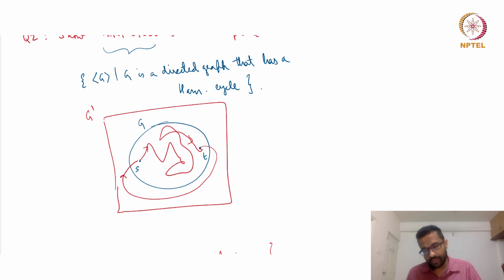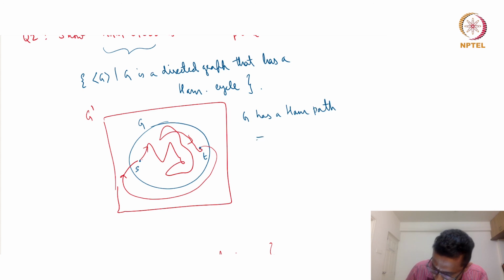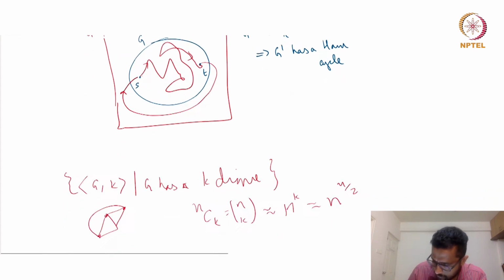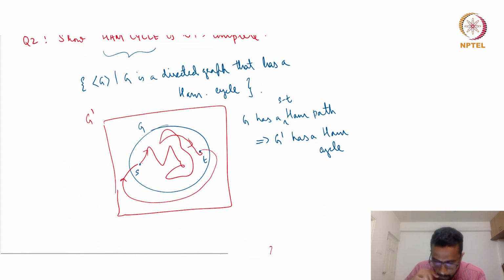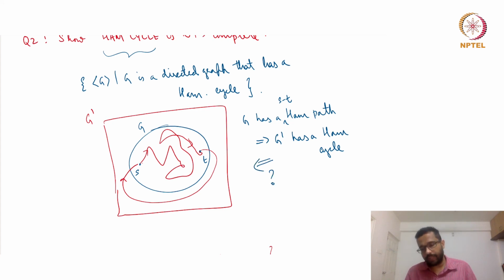So G has an ST Hamiltonian path implies G prime has a Hamiltonian cycle. But can we say the opposite? Can we say the reverse direction? Not necessarily. If G prime has a Hamiltonian cycle, we cannot insist that G has a Hamiltonian path, because that cycle need not make use of the edge from T to S.